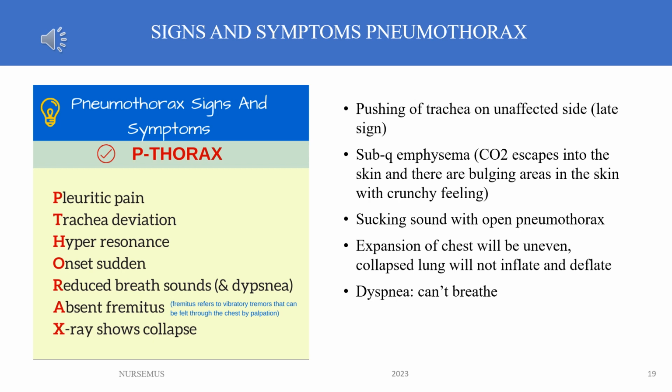S is for sucking sound with an open pneumothorax. E is expansion of chest wall is going to be uneven because the collapsed lung cannot inflate and deflate. And D is for dyspnea. Your patients are going to start saying that they are unable to breathe.